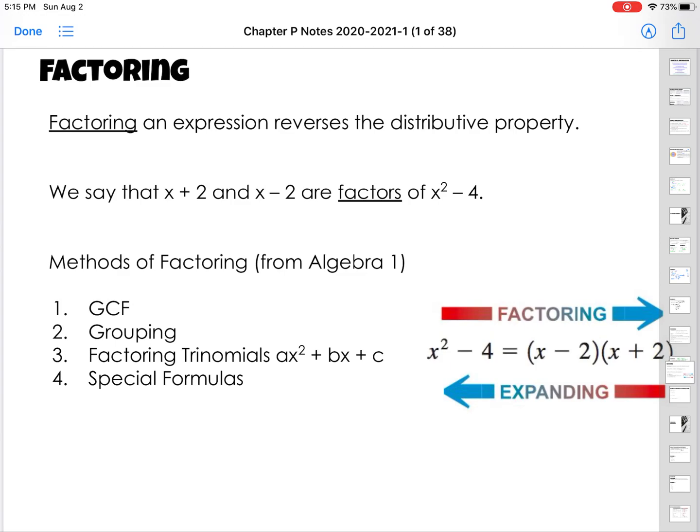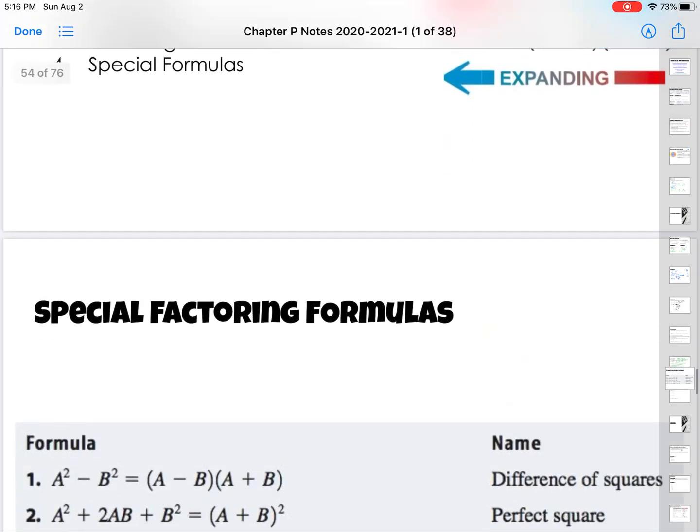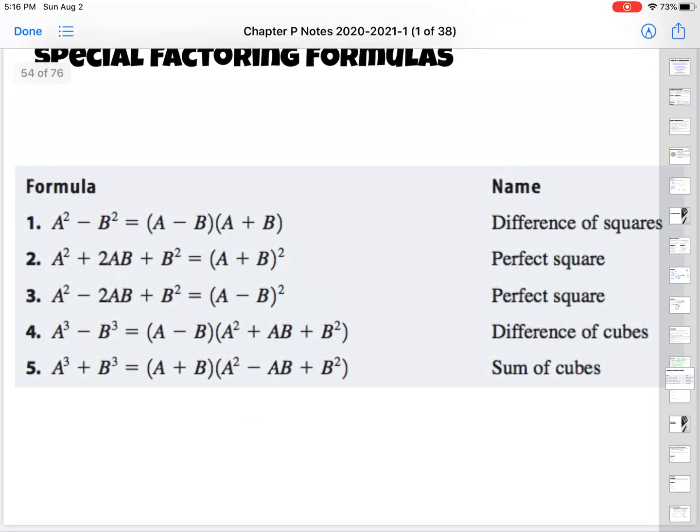There are many methods we learned in Algebra 1. GCF was the first one, and you should always try to take out a GCF first. We also learned grouping when we have 4 terms. We learned how to factor trinomials, whether A was 1 or A was something else. And then we also learned some special formulas, such as the difference of squares, or when we had that A plus B squared, or A minus B.